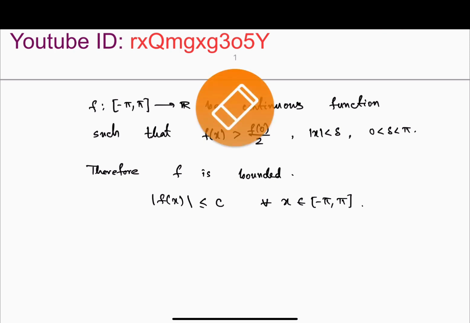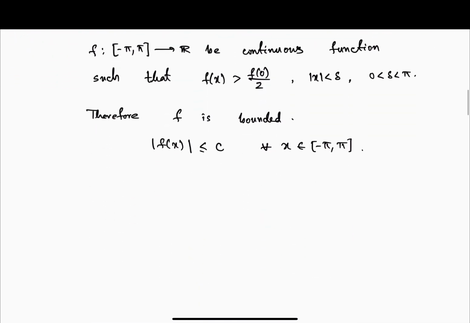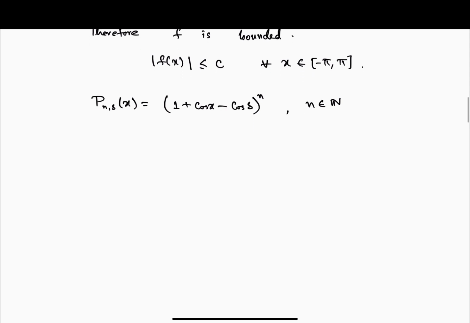So what you have to find is the four integrals. So let us first analyze what P_n,delta is. P_n,delta of x is given by (1 plus cos x minus cos delta) to the power n, where n is a natural number. Now let's see what this function is saying. Let me write it down.